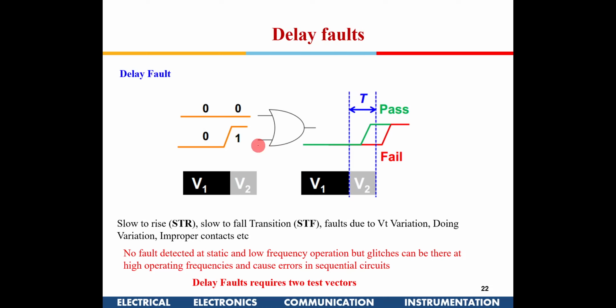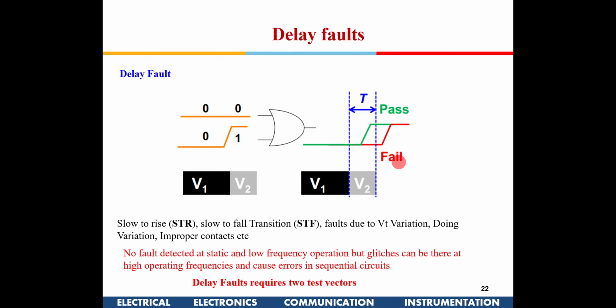Now another kind of fault which could happen is a delay fault. Suppose this is an OR gate. Initially I have 0 0, and one of the inputs is making a transition from 0 to 1. If it is fabricated properly, then this green line is making a transition from 0 to 1 within the stipulated time. But if it is making a delayed rise, where the propagation delay is large because of some fabrication issues, then the test fails.